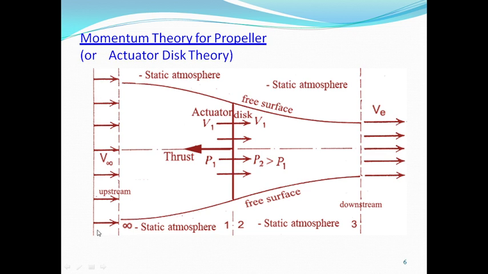This is the far upstream, and this is the downstream, and these are the stations. Infinity is the far stream. One is just before the actuator, two is just after the actuator, and three is the downstream.